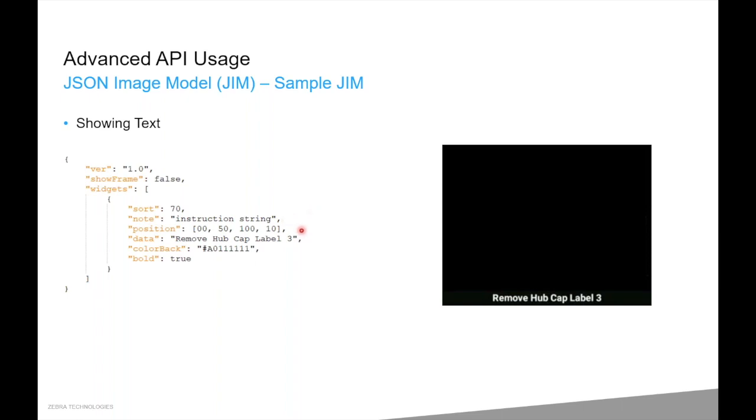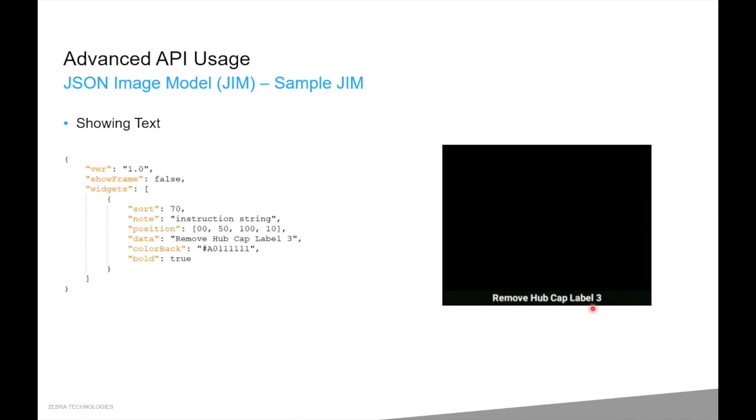Given it a position, so the X value is 0, the Y value is 50. It takes up 100% of the width of the screen and 10% of the height. Pass through the data, which is the text that we want to display. I've given it a background color, which is just slightly off black, and I want the text to be bolded. So you can see here that this is what this would create, a view or a widget, I should say, which extends the entire screen. You can see the background color is just off black there.